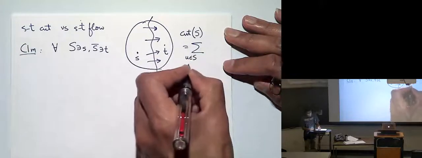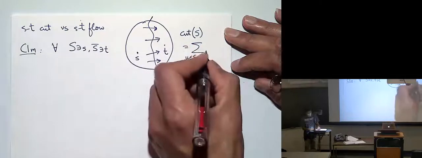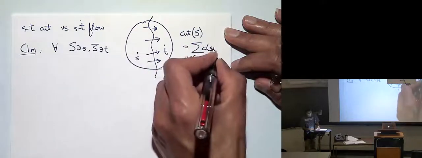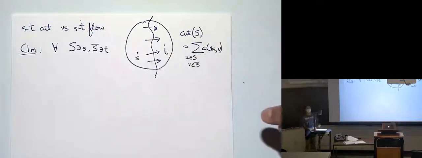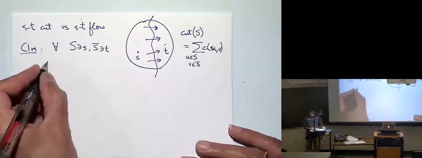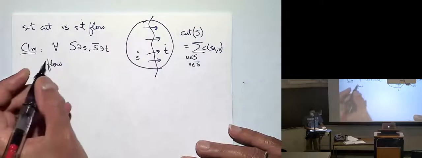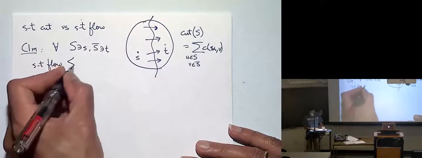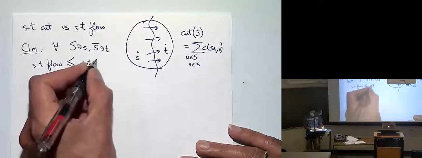U in S, V in S complement, of the capacity of UV. I'm just going to call it the cut of S. So for all S to T, the ST flow is at most the cut value of S.